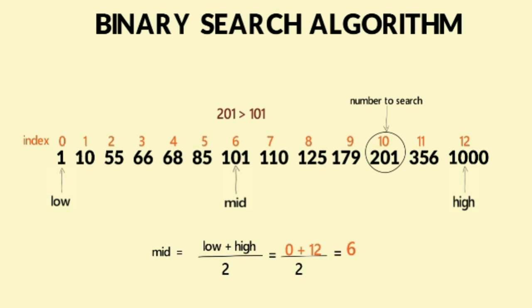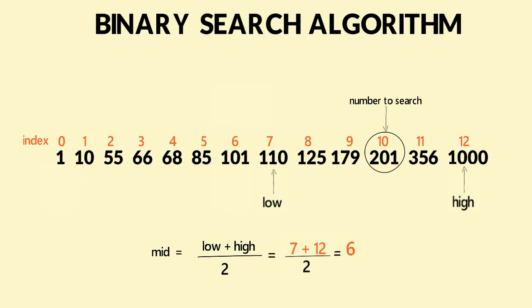Now, ignoring the list till the midpoint in our case is simply moving the low pointer to the position mid plus 1, that is, to the point from where we can have the number 201, and the high pointer remains where it is. So now our low index becomes 7 and our high index becomes 12. Now we again find the mid value, which will be 7 plus 12 by 2, or 19 by 2, which is 9. The ninth index contains the number 179.